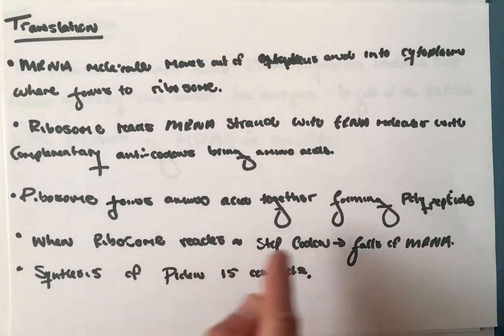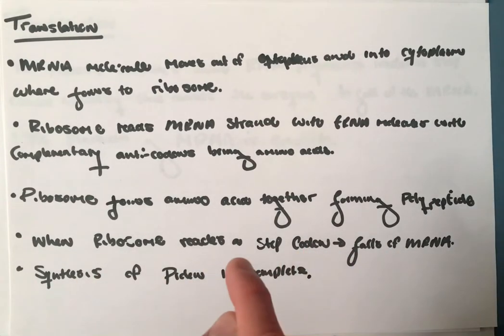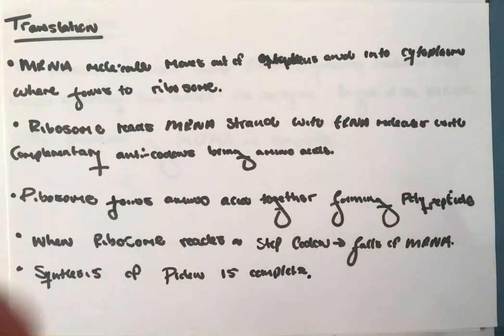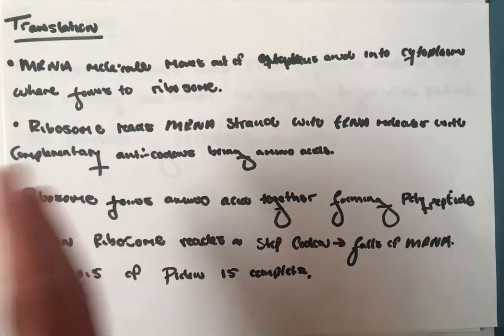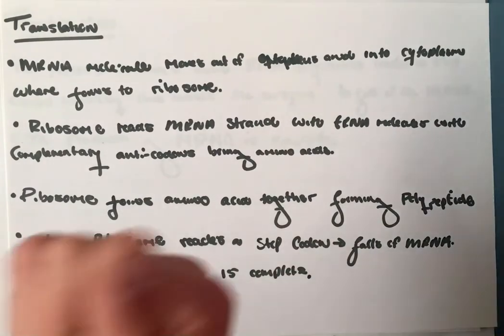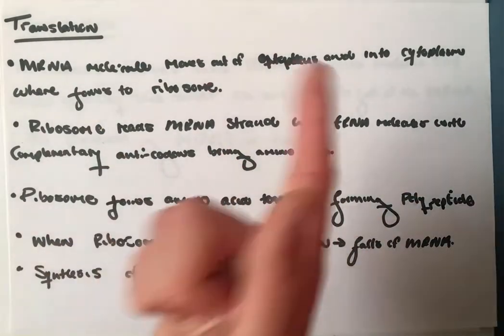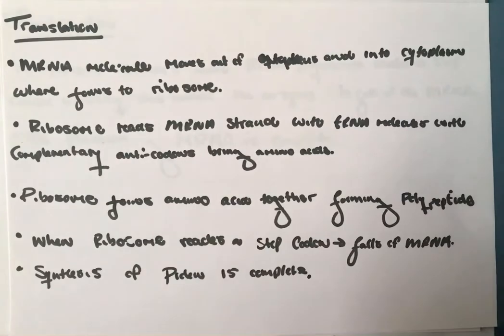So when the ribosome reaches the stop codon, it falls off the mRNA and the synthesis of the protein is complete. So then this protein can fold to form a secondary structure, tertiary structure, and the protein can have multiple functions such as antibodies, enzymes, hormones, or any other process in the body. And that is the process of protein synthesis.